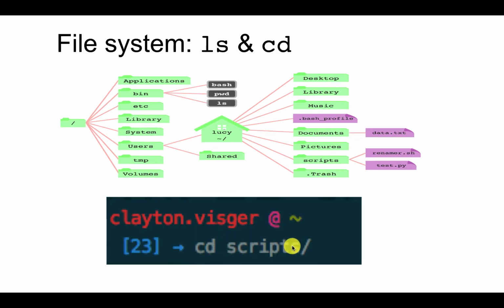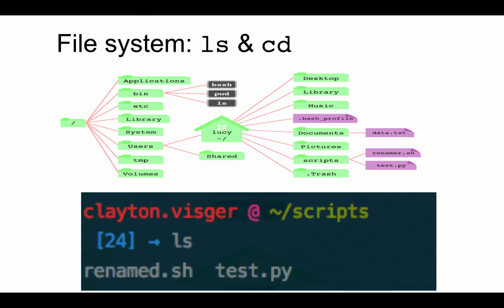So here's an example of how to provide a different relative path. If we're sitting in the home directory, here you can see I've got the tilde signifying that I'm in the home directory. Again, the tilde is shorthand for that. And I can cd into scripts, so that would move me down into there. I could then ls and see what's in there.